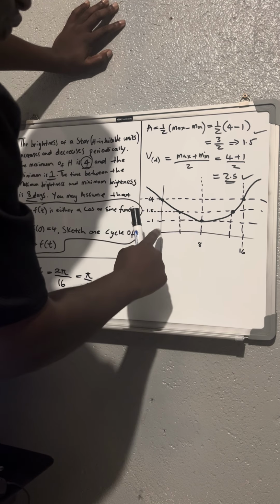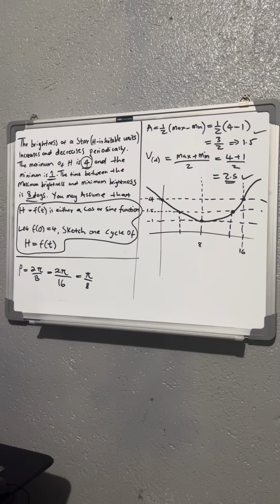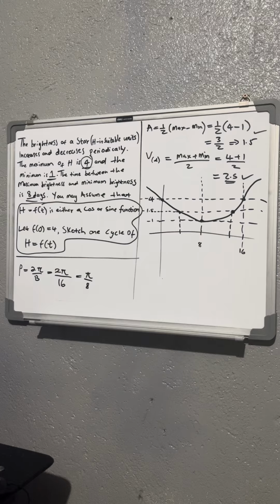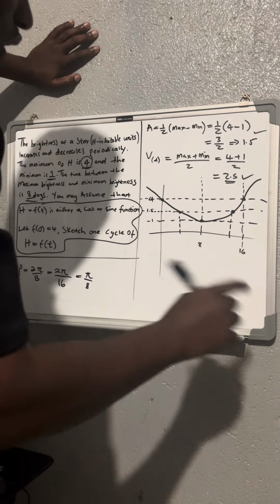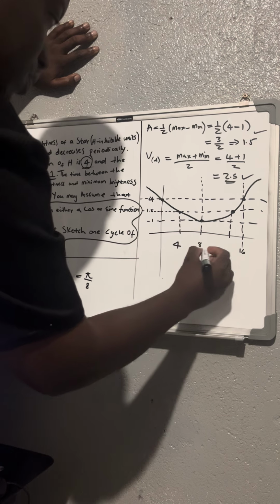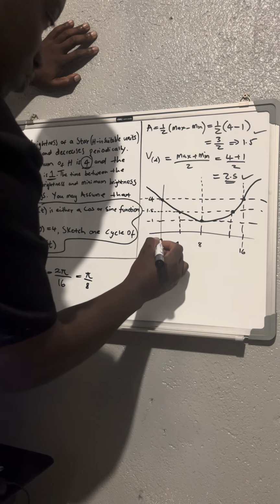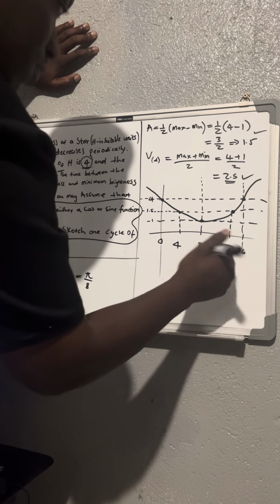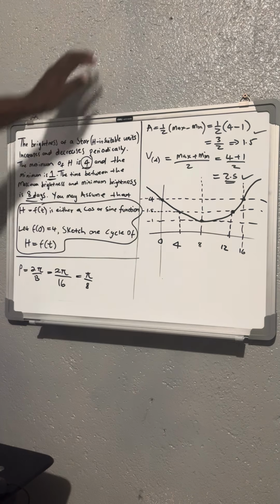Then we said we're always going to be having 1, 2, 3, 4 quadrants. So that's why we always take the period, we divide it by 4. Then whatever value that you get, you add it going up. It's 0 plus 4 gives you 4. 4 plus 4 gives you 8. 8 plus 4 is going to give you 12. 12 plus 4 is going to give you 16.